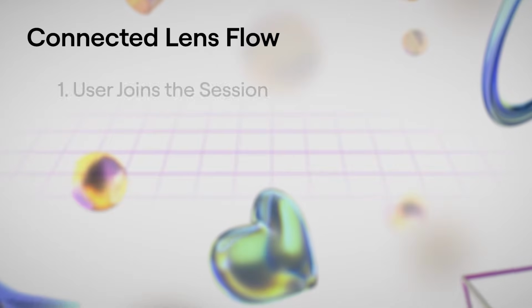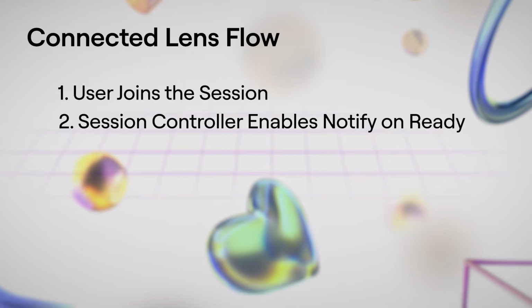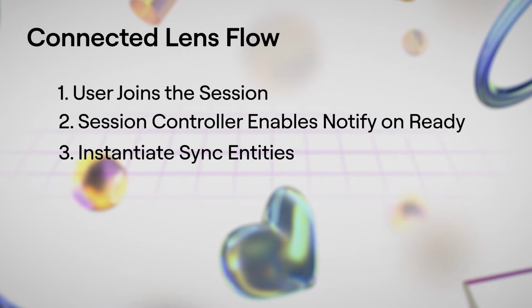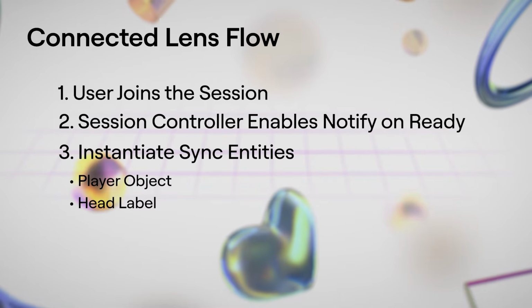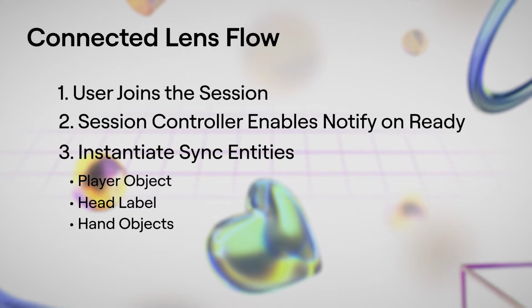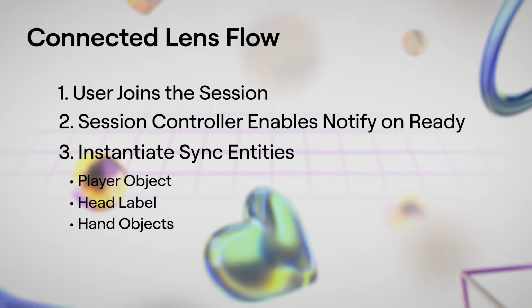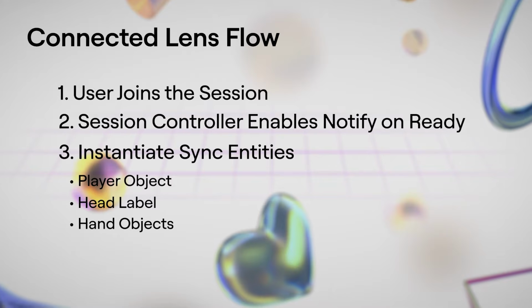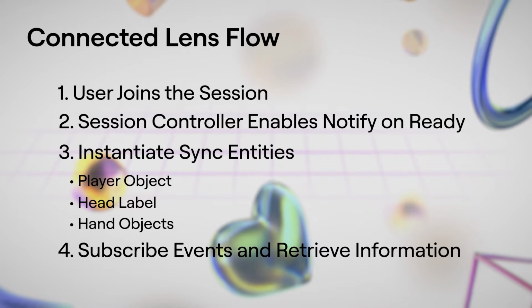Okay, let's talk about session management and user synchronization. The flow that happens in this connected lens goes as follows. The user joins the session, then there is a session controller which enables notify on ready, and then we instantiate sync entities. These sync entities are the player object, the head label, and the hand objects. And then in the second part of this application, based on the actions that are handled by those controllers that are also part of the sync entities, we are going to subscribe to events and retrieve information.